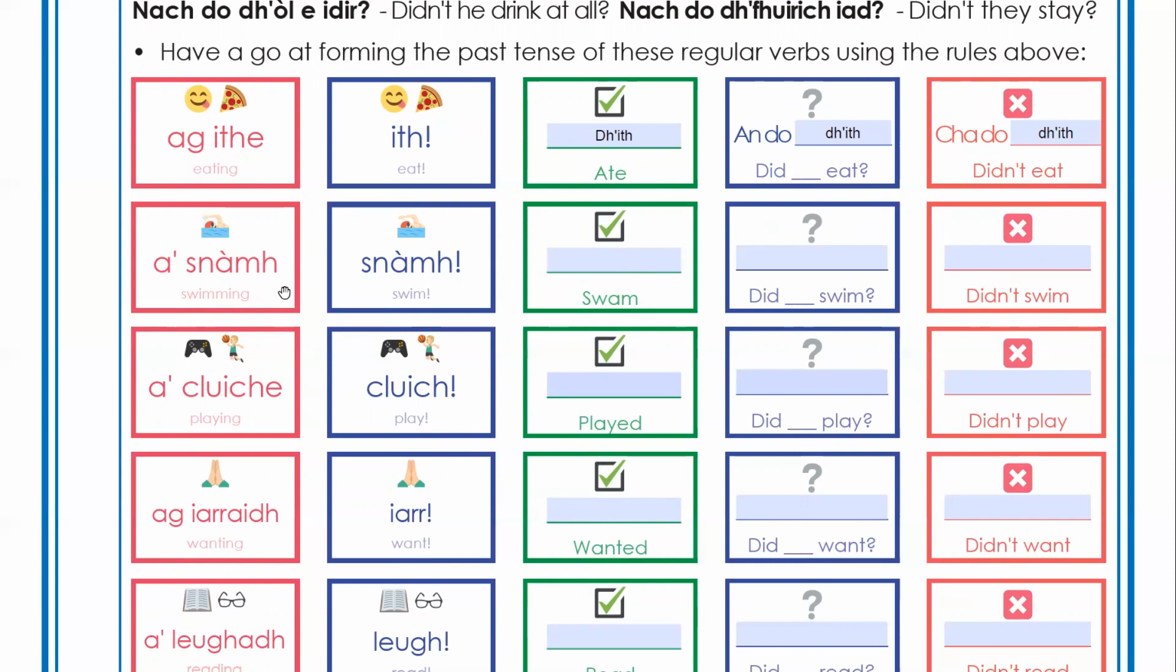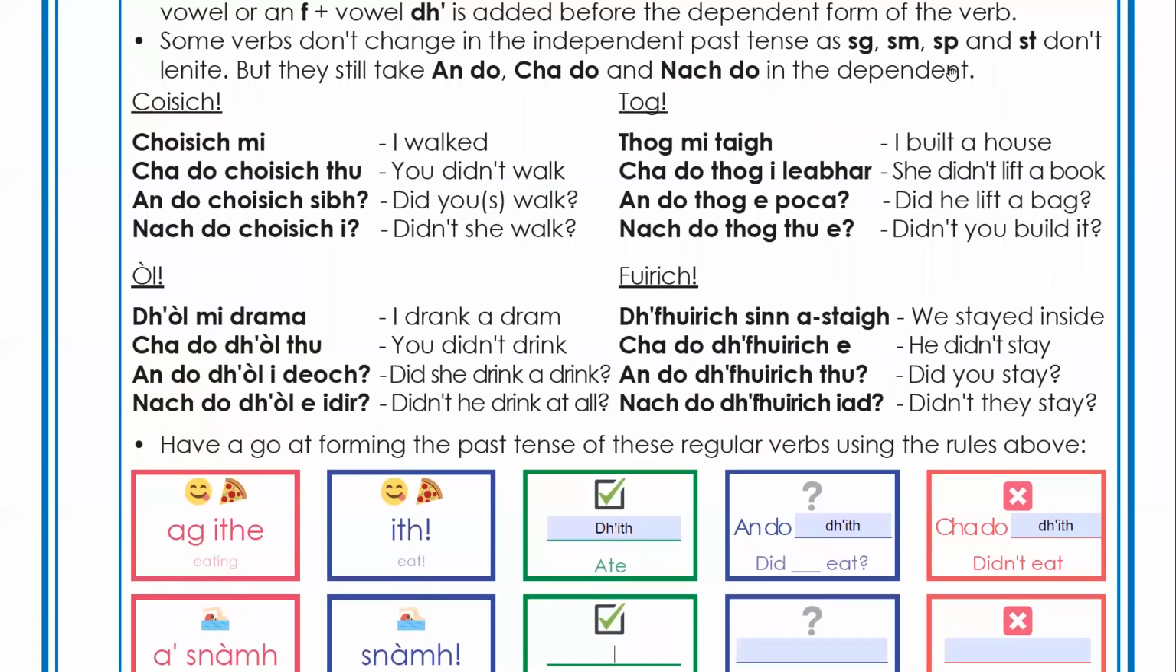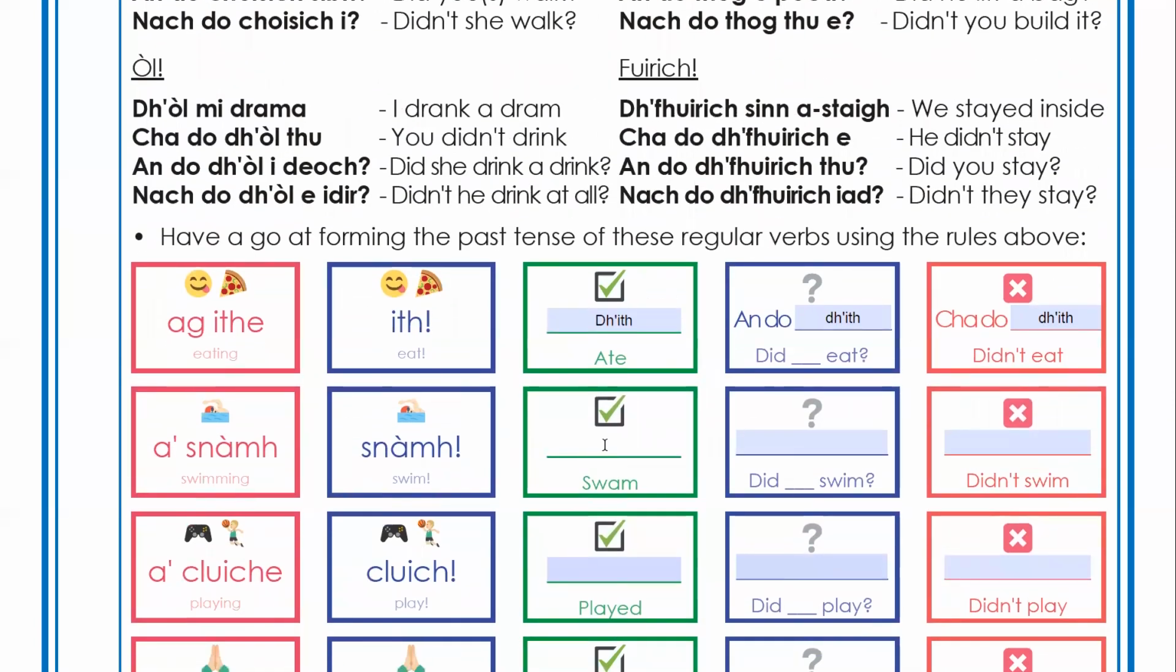Swimming. I was swimming in the sea. Swim, snav. So we can lenite that. It's only SG, SM, SP, and ST that don't. So SN, we can lenite. So swam would be nav. I swam in the sea.